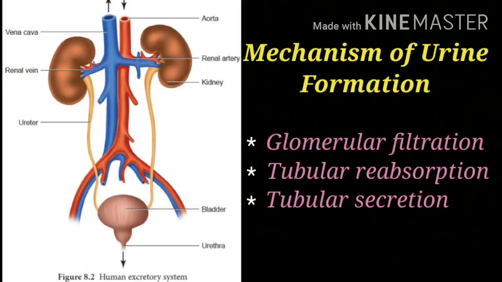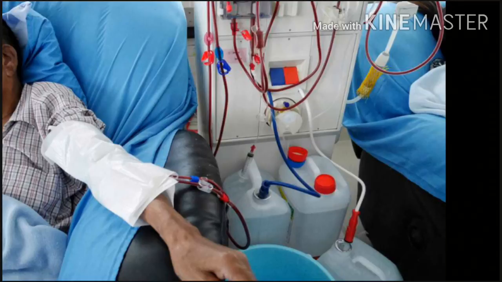Clear, children? Next one is dialysis or artificial kidney. When kidneys lose their filtering efficiency, an excessive amount of fluid and toxic waste accumulates in the body. This condition is known as kidney failure. If our kidney is not working, what happens? The excessive fluid, everything, accumulates in the body. It leads to kidney failure.